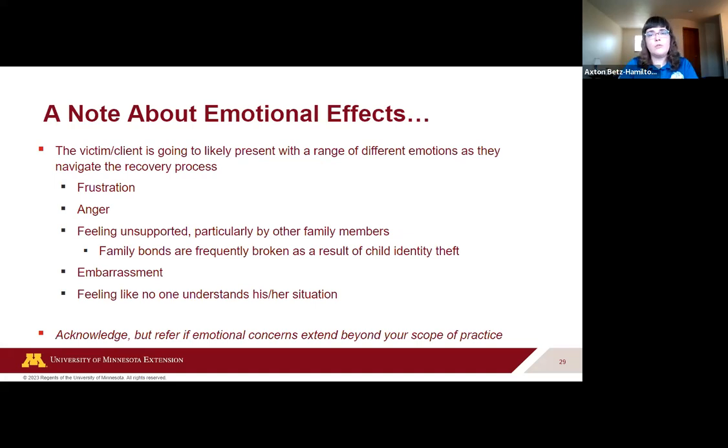And then a note about emotional effects. And again, with this slide, I'm talking more to professionals than parents or guardians.